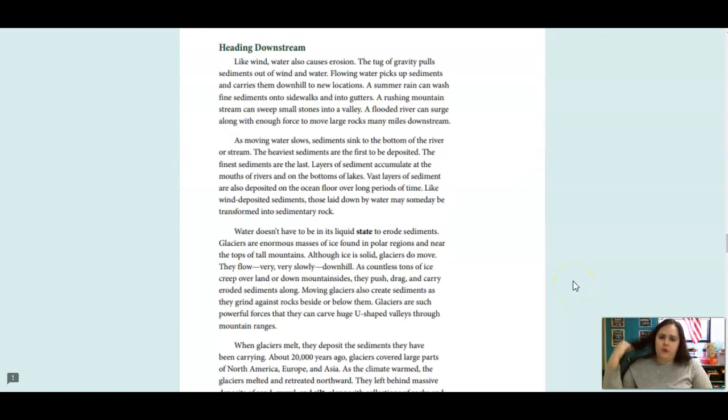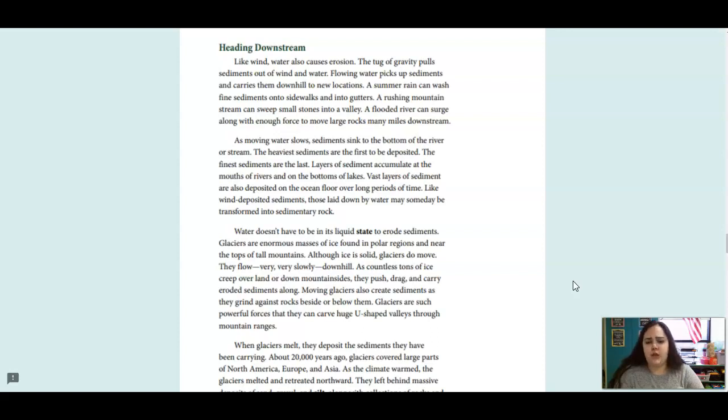Like wind, water also causes erosion. The tug of gravity pulls sediments out of wind and water. Flowing water picks up sediments and carries them downhill to new locations. A summer rain can wash fine sediments into sidewalks and into gutters. A rushing mountain stream can sweep small stones into a valley. A flooded river can surge along with enough force to move large rocks many miles downstream.